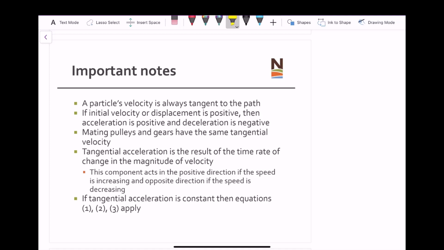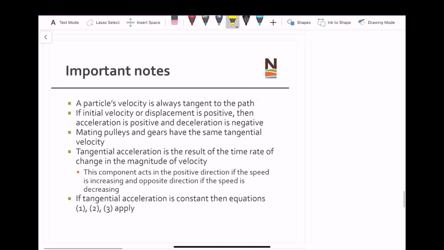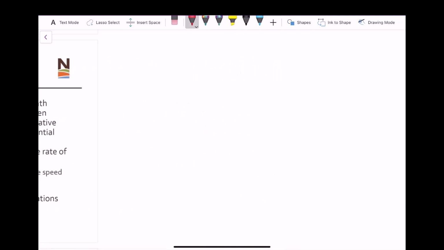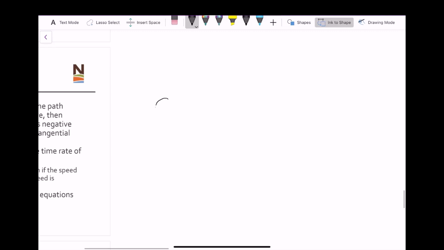That still holds true. One thing we haven't discussed here is the fact that mating pulleys and gears have the same tangential velocity. So again, I'm just going to draw a figure to help explain this. So if we have, I'm going to draw a circular body, and this just represents a gear. And then I'm going to draw a larger circular body. Okay, and so both of these are gears, both rotating about their centers, but they obviously have a contact point. There is a point of contact there.